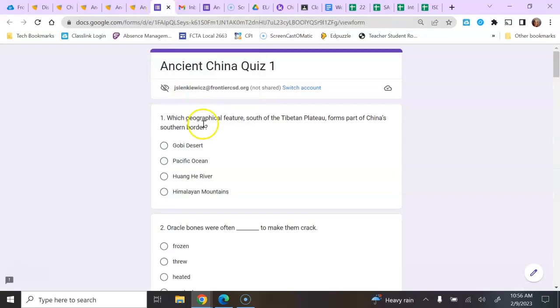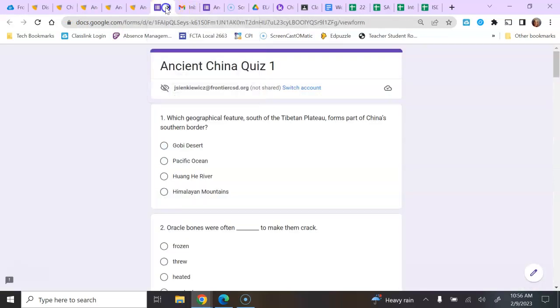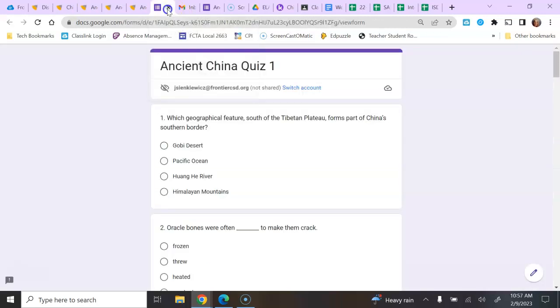Let me read your choices. You have the Gobi Desert, the Pacific Ocean, the Huanghe River, or the Himalayan mountains. Again, south of the Tibetan Plateau, what is there? Is it the Gobi Desert, the Pacific Ocean, the Huanghe River, or the Himalayas? South of the Plateau of Tibet, or the Tibetan Plateau. Pause the video as you're answering questions, and then as soon as you're done answering a question, obviously you can hit play again and keep moving forward.